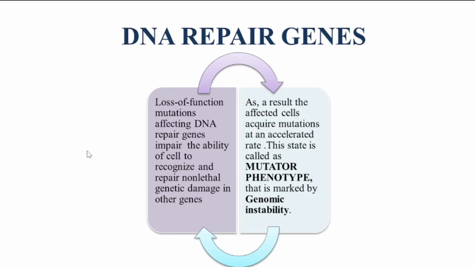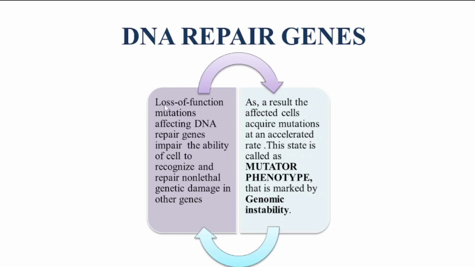Now the fourth regulatory genes are DNA repair genes. Since a normal cell is constantly exposed to harmful stimuli, genetic damage is continuously occurring. And this non-lethal genetic damage, if not repaired, keeps on accumulating. So for that there are DNA repair genes whose products repair the genetic damage constantly.